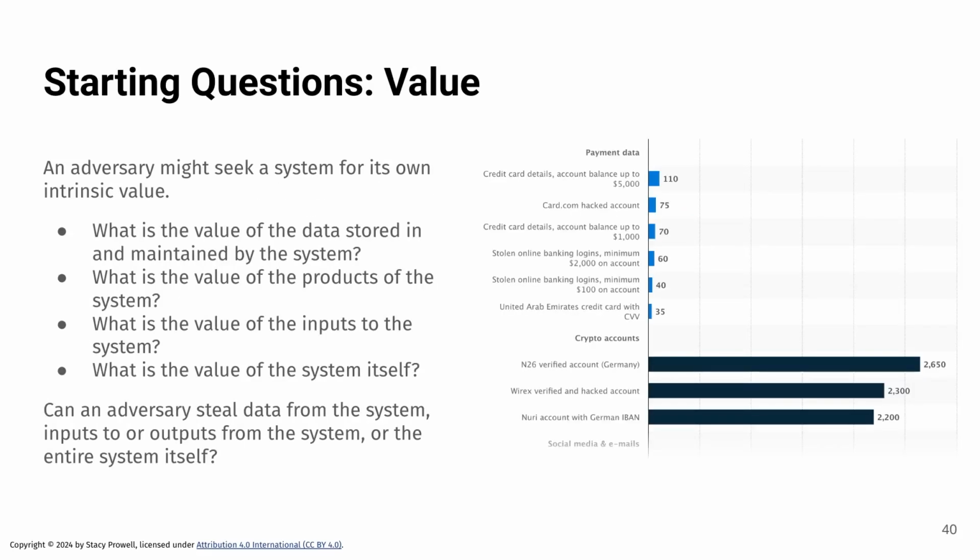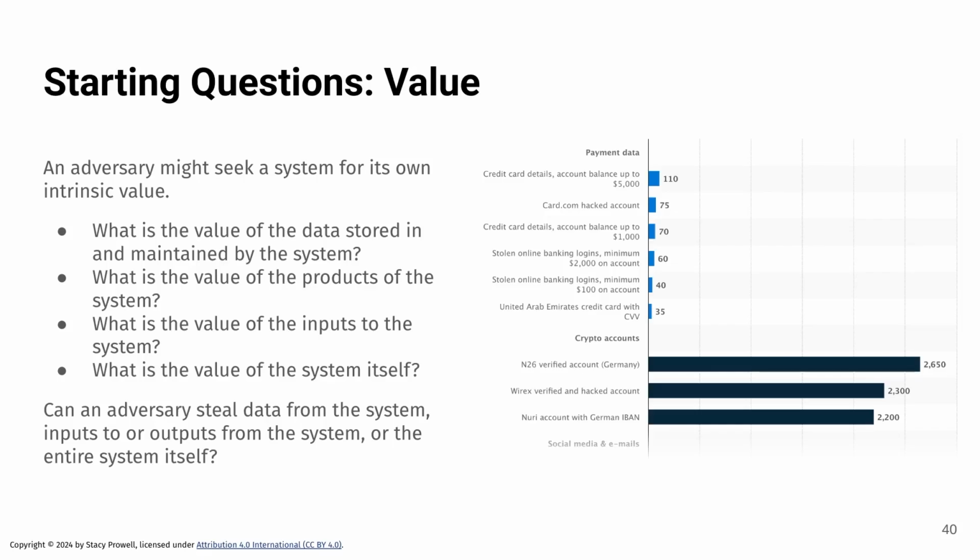Another question, value. An adversary might seek out our system and seek to exploit it for its own intrinsic value, right? Our system does something, right? Maybe we have a point of sale system and they want to exploit it to get money or to get free stuff or to avoid paying for stuff or to steal someone's information so they can buy stuff, right? The data flowing through our system may have value. And so we have to ask questions like, what is the value of the data stored and maintained by the system? What is the value of the products of the system, right?